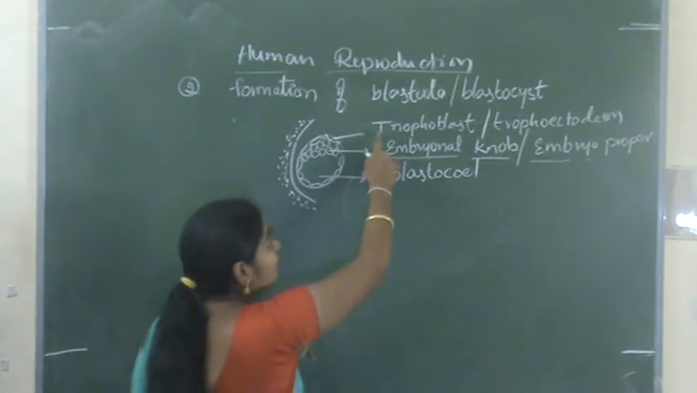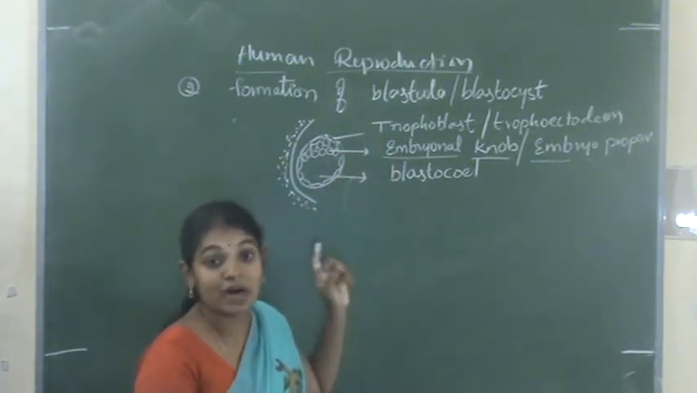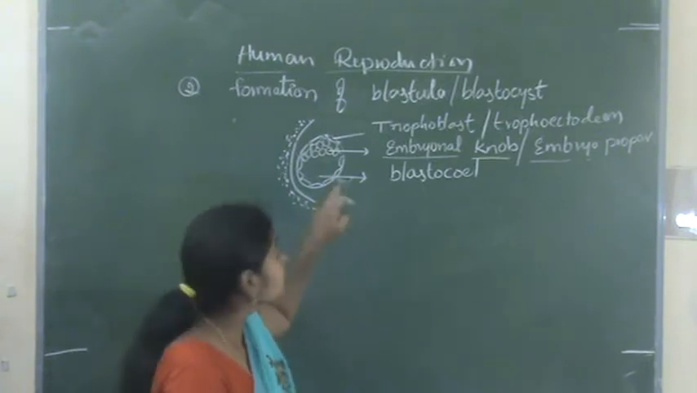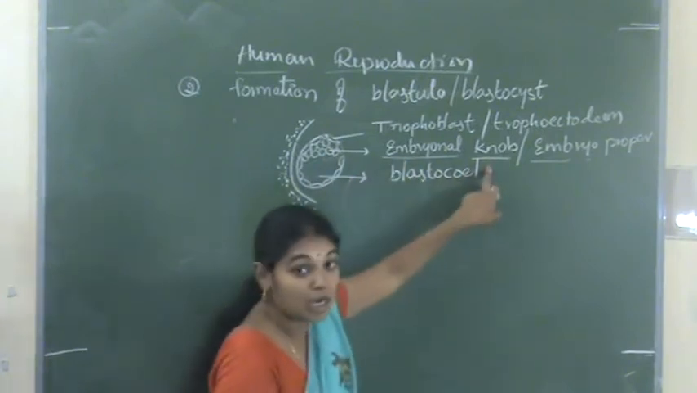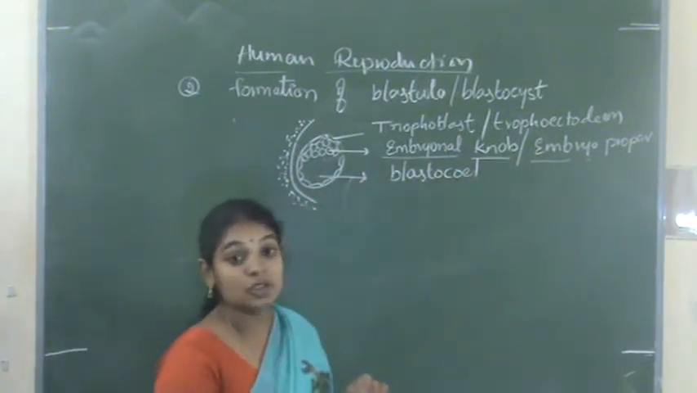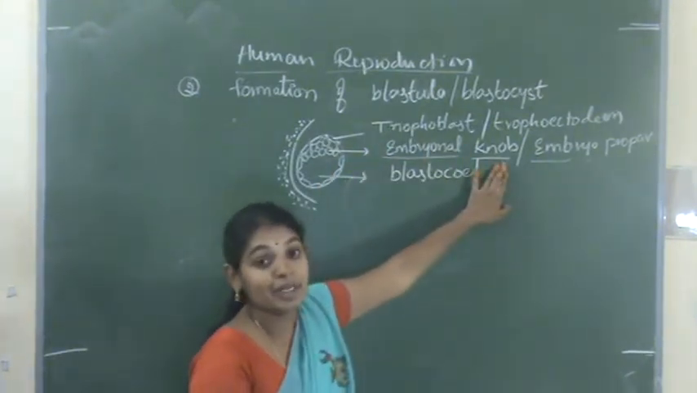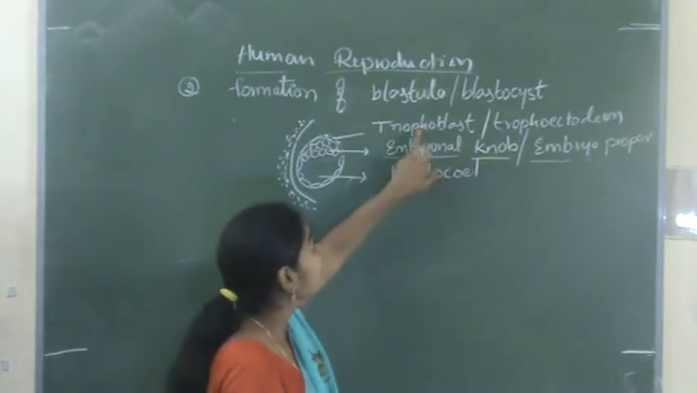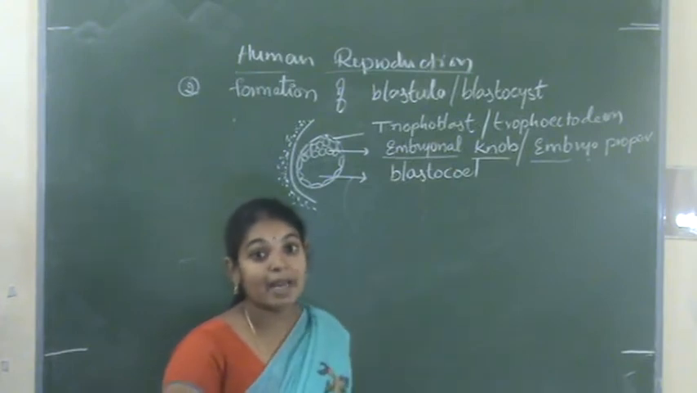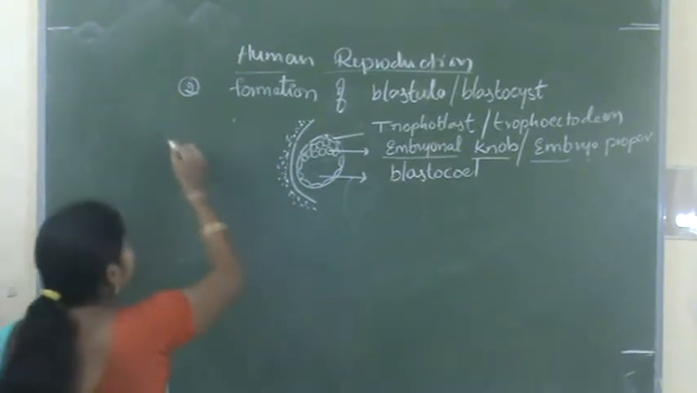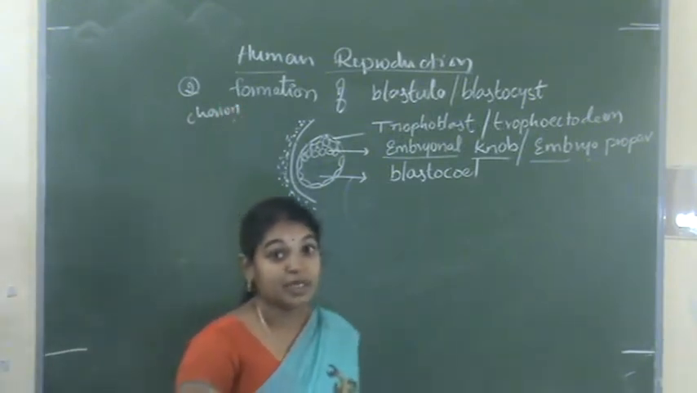So the trophoblast, which has small cells, does not get involved in the formation of the embryo, but only these bigger cells, the embryonal knob or embryo proper, give rise to the embryo. So from these cells only the embryo is developed. But the trophoblast forms the extra embryonic membranes like the chorion. Later we will discuss these extra embryonic membranes.